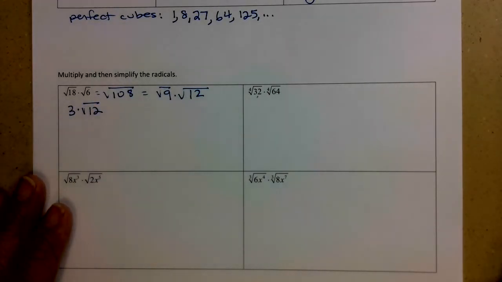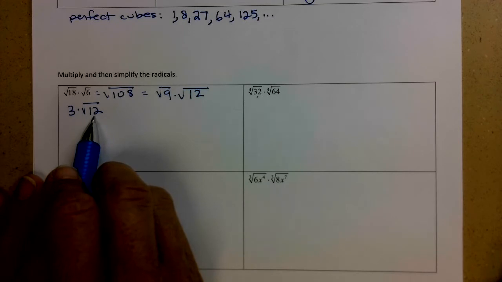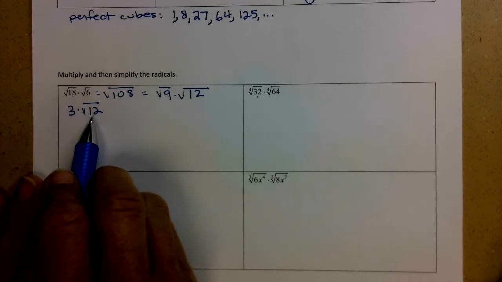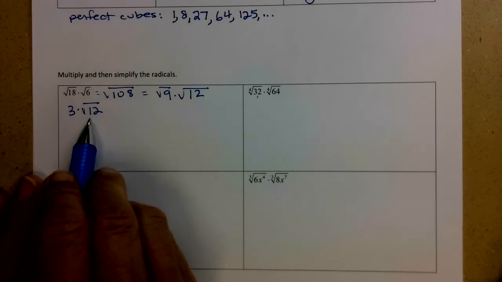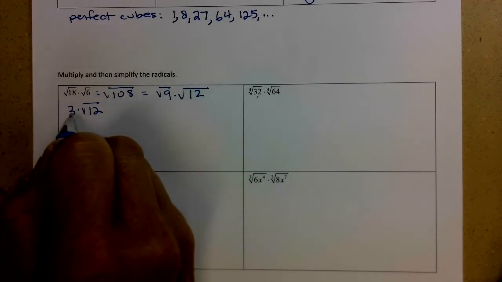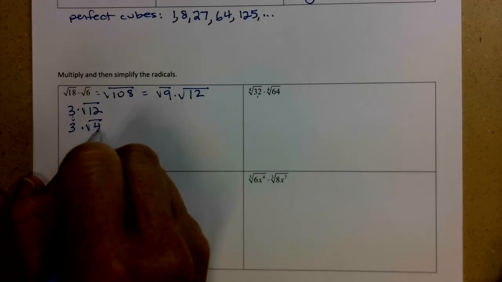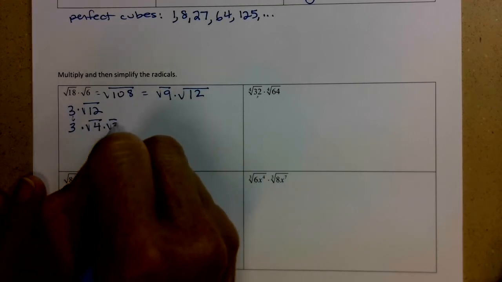Okay, well that was good, and we simplified a little bit, but guess what? It simplifies just a little bit more because I know that 12 also has a perfect square factor. Right? So look up at your perfect square list and see what goes into 12. Exactly, 4. So now I'm going to leave the 3, and the 12 I'm going to write as the square root of 4 times the square root of 3.